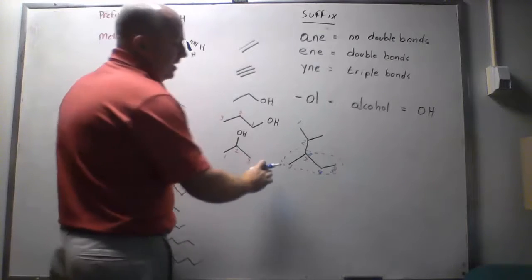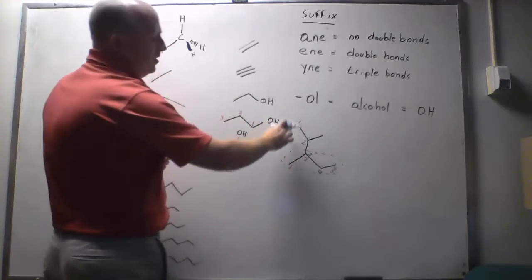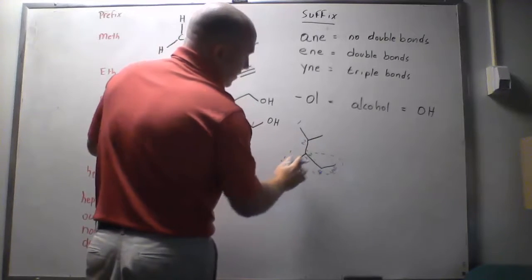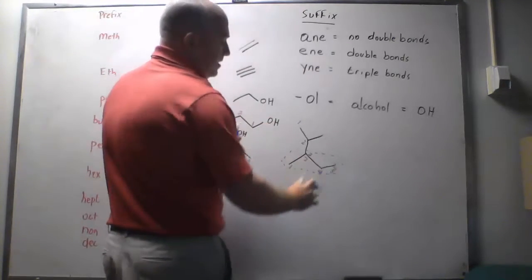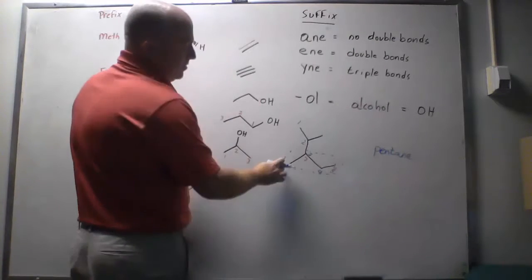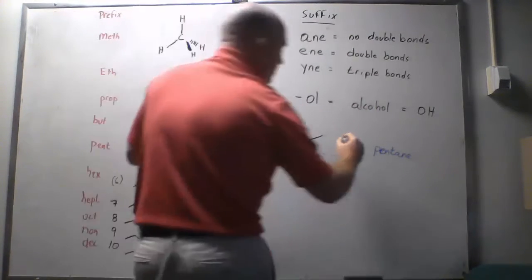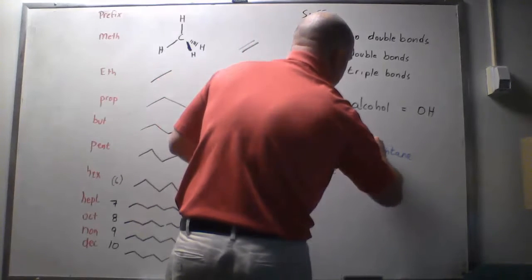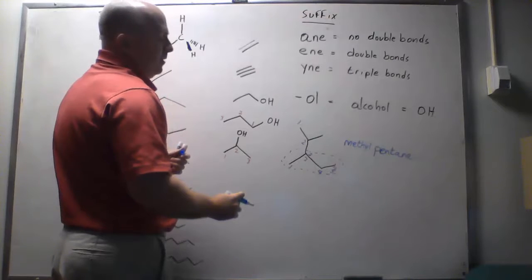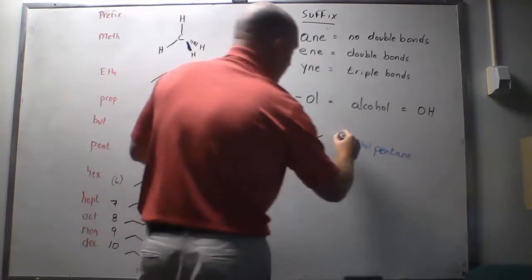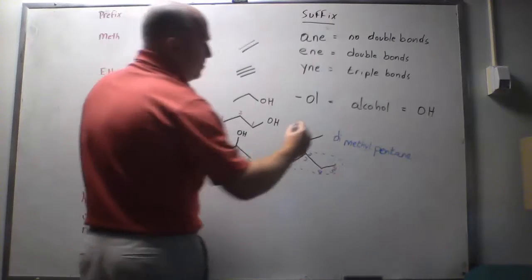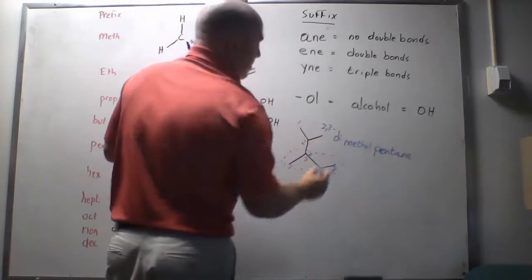So rather than naming this as a butane, this is properly named as a pentane, and it has methyls at the 2 and 3 positions. So how would I name this thing? This would be a pentane first, and then I need to have 2 methyls bound to it. So this is going to be some version of a methyl pentane. I have two methyls, so this is going to be a dimethyl pentane. And now I need to indicate where those methyls are. They're at the 2 and 3 position. So this would be 2,3-dimethylpentane.